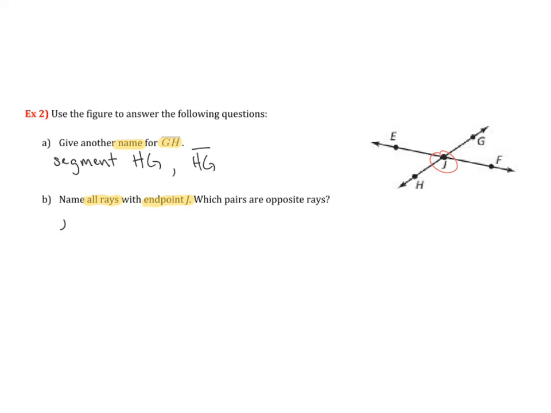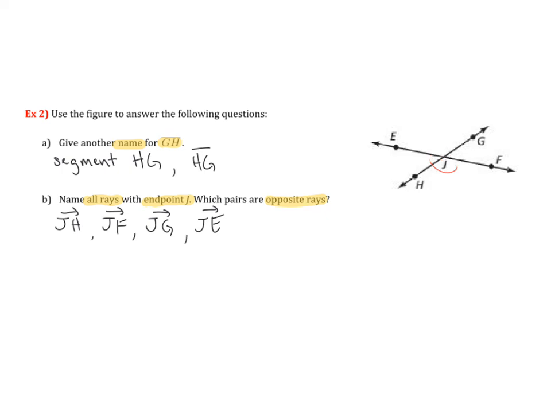So we have ray JH. We have ray JF. We have ray JG. And we also have ray JE. Those are our 4 rays with endpoint J. Now, the second part of this problem asks us which pairs are opposite rays. So out of the 4 that we listed, which ones are opposite rays?